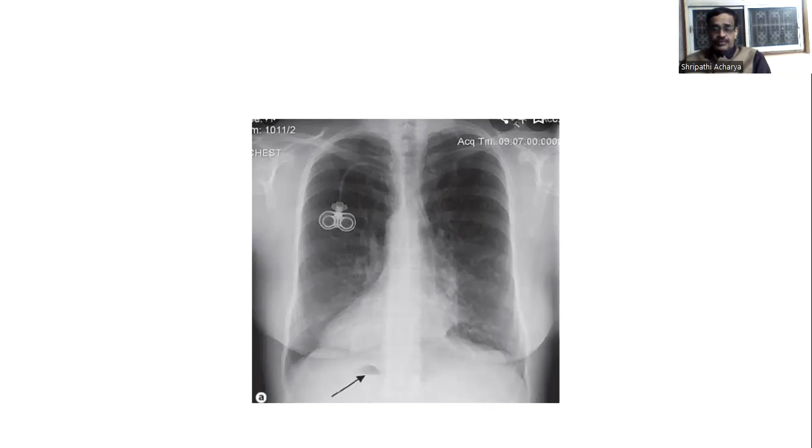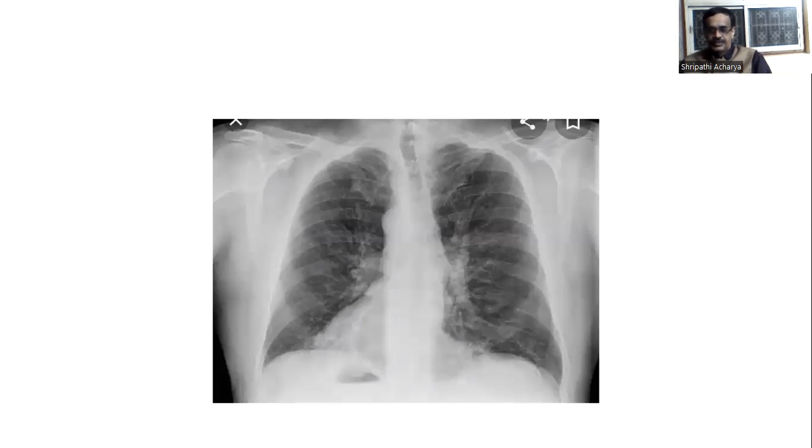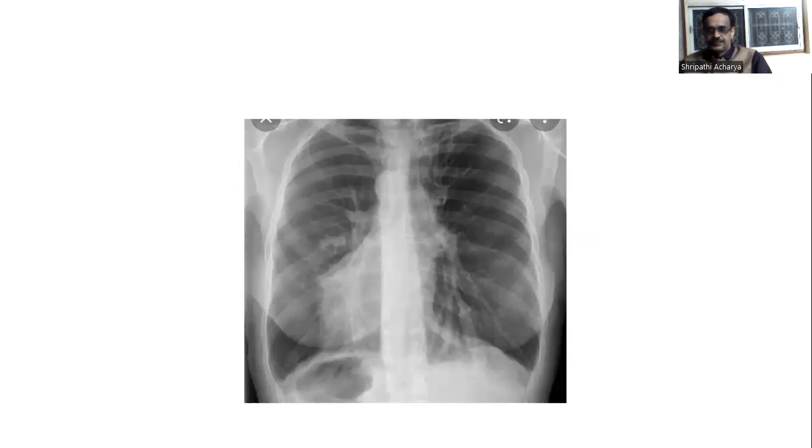Dextrocardia with situs inversus and bronchiectasis is known as Kartagener syndrome. You can see the heart is on the right side, cardiac apex on the right side, the hilar shadows are prominent, stomach shadow on the right side, liver shadow on the left side, and bronchiectasis. It is a case of Kartagener syndrome. You can see here also Kartagener syndrome.